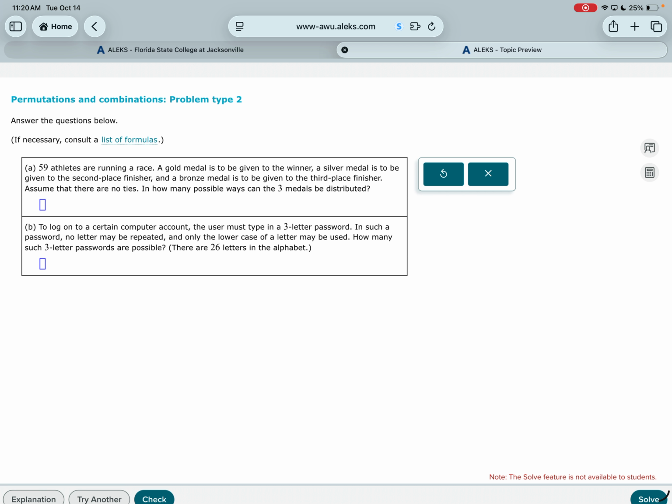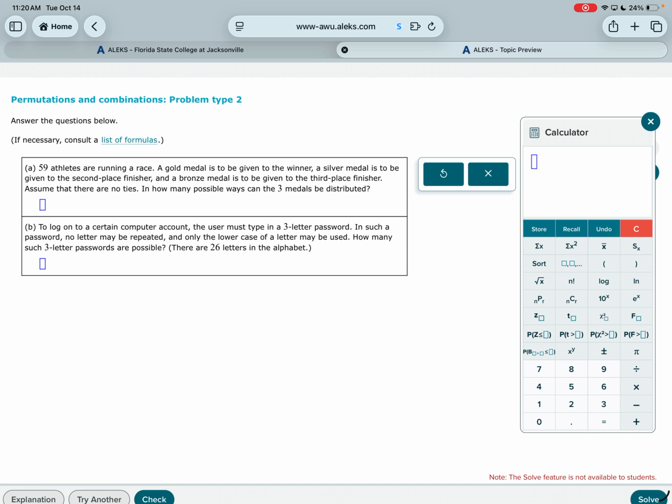59 athletes are running a race. The gold medal is to be given to the winner, silver medal to second, and bronze to third. How many different ways could you finish the three? So this would be 59. The order does matter. First place is better than second, better than third. So 59P3, which is a big number, 195,054.